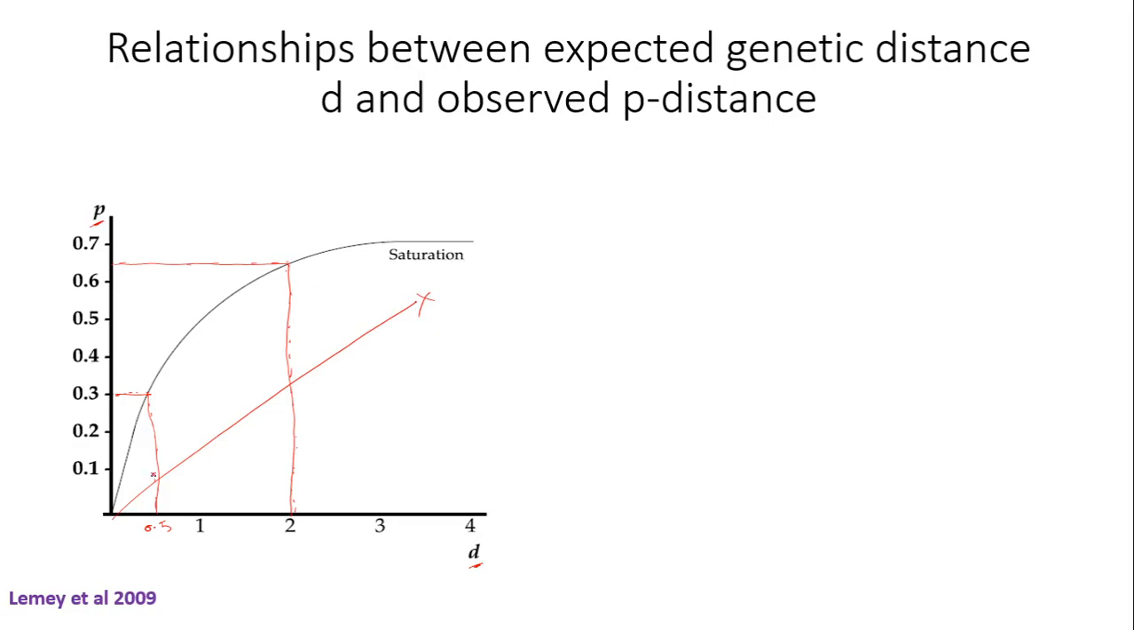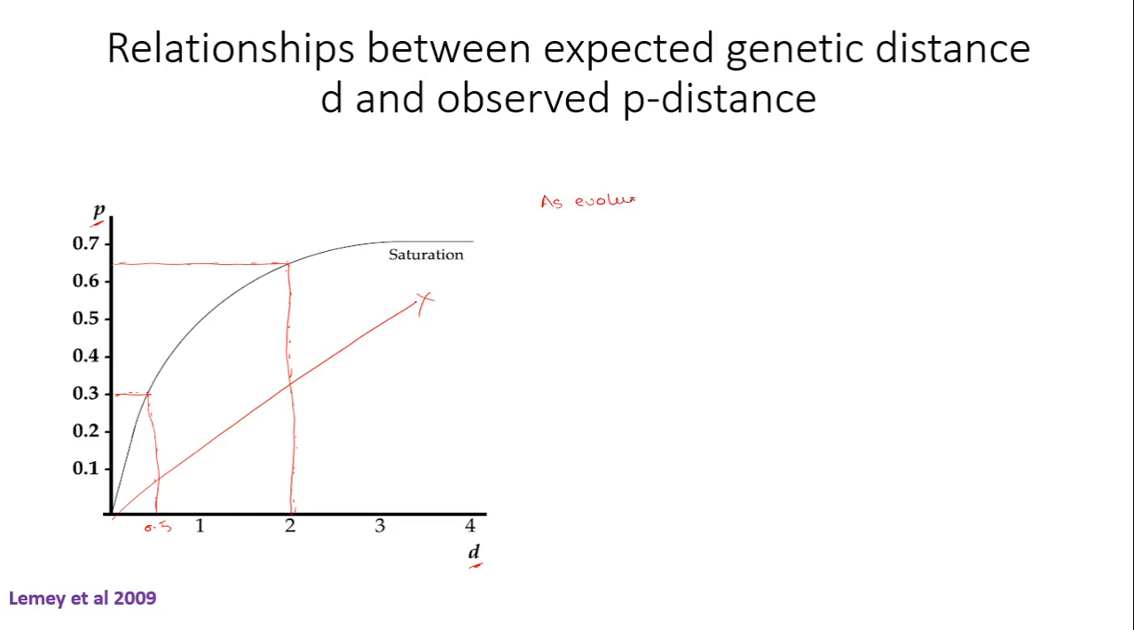One interesting fact that can be inferred from this graph is that as the evolutionary time goes by, multiple substitutions per site will accumulate and ultimately sequences will become random or saturated. So this is what I have just said.